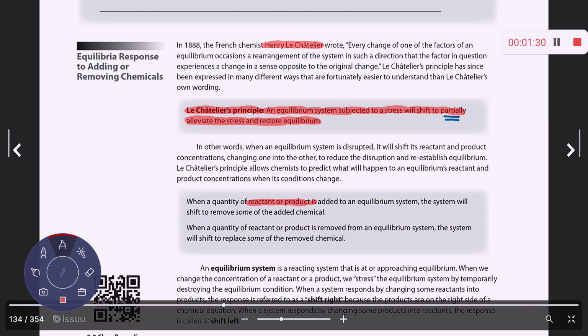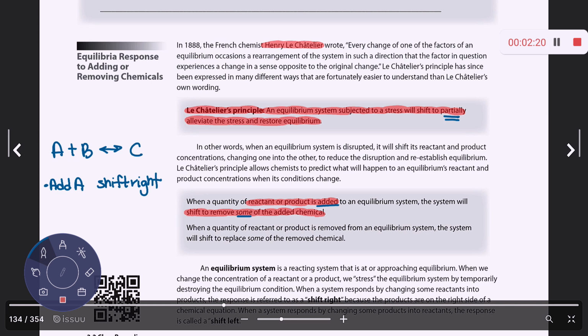Okay, so let's take a look at what happens when we add things. So if reactant or product is added to a system that is at equilibrium, then what we will do is we will shift to remove some, I'm going to underline some, of the added chemical. Okay, so let's say I have reactants A and B, and they have produced product C. So if I go ahead and I add some A when I'm already at equilibrium, that's the stress. Okay, anytime you add reactant, you shift to the other side. So since reactant is on the left side, I would shift to the right.